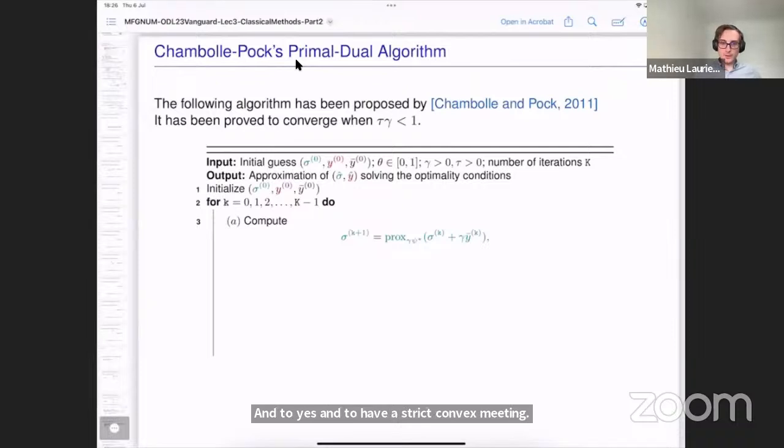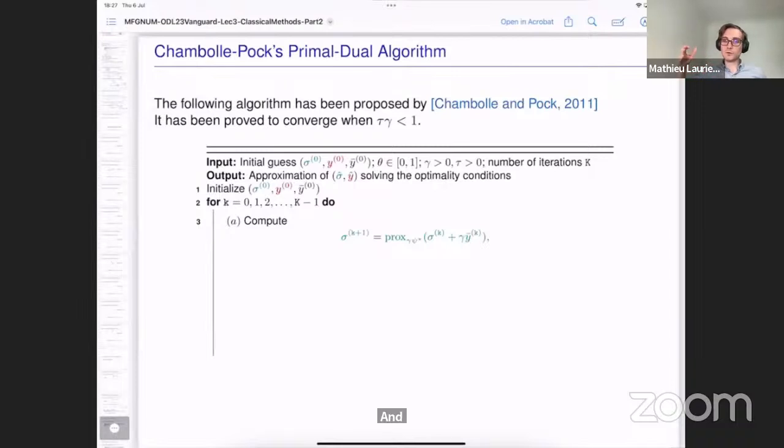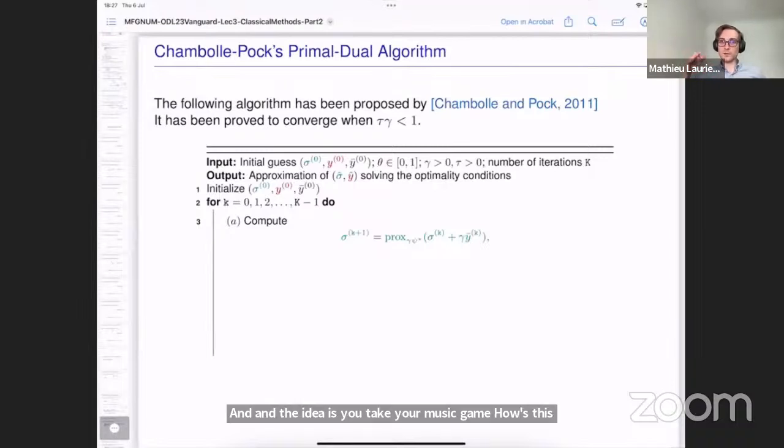So there are two parameters, tau and gamma, and when the product is smaller than 1, then there is a proof of convergence. And this is in the paper of Chambolle and Pock. So again, the point of view I'm presenting here is quite general. The idea is you take your mean field game, have this variational point of view, and then just do a change of notation to fit in the framework I'm presenting here somehow.